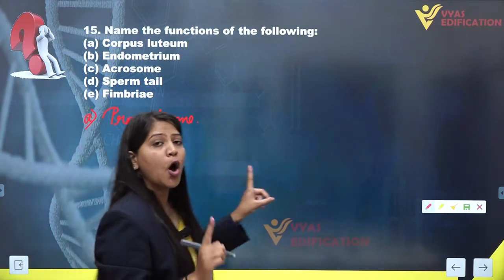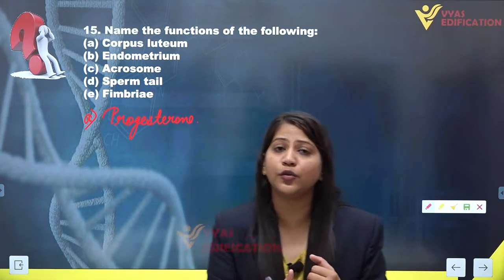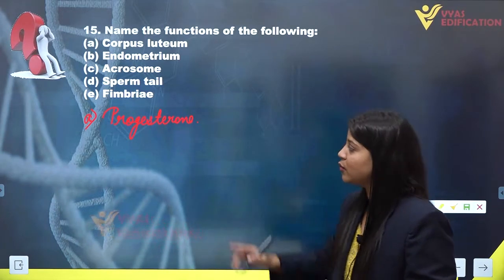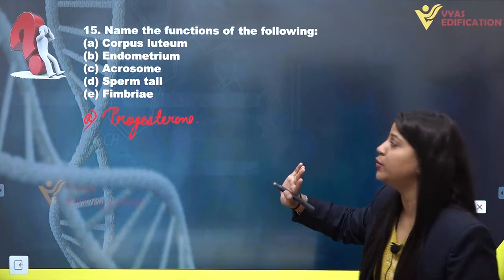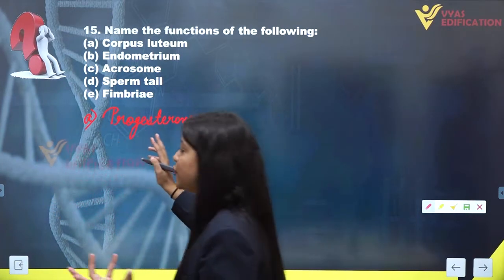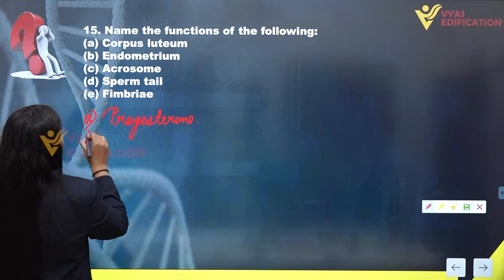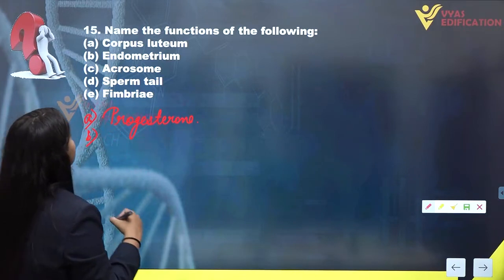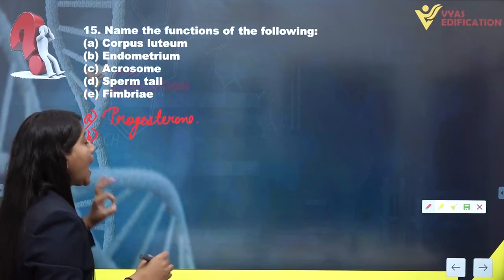This progesterone hormone maintains the uterus for the possible pregnancy. So this is the function of corpus luteum, that it produces the hormone progesterone inside the female. Then let's move towards the next, that is endometrium.